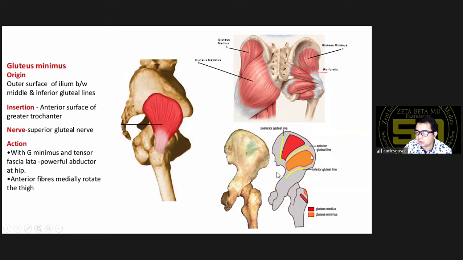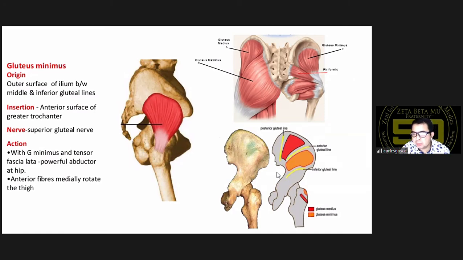So dito yung origin ng minimus, dito ang origin ng medius, dito ang origin ng maximus: maximus, medius, minimus. It's inserted at the anterior surface of your greater trochanter. Its supply is from the superior gluteal nerve, same as the gluteus medius. Together with the gluteus medius and the tensor fascia lata, it also acts as powerful abductors of the hip. Its anterior fibers also medially rotate the thigh.